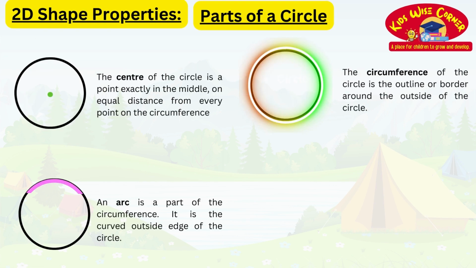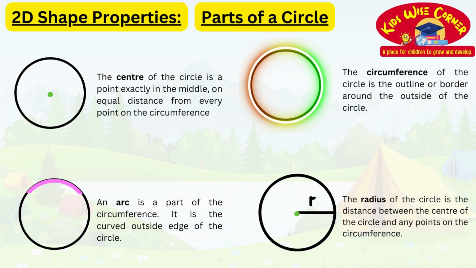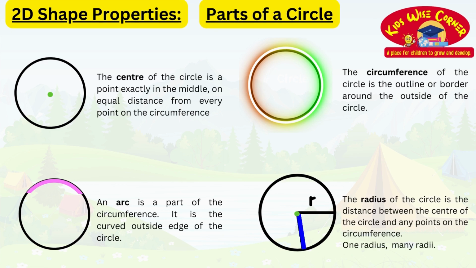The next part of the circle is called the arc. The arc is part of the circle's edge. It's the curvy part that makes up the outer edge of the circle. The next part of the circle is the radius. The radius is the distance from the center of the circle to any point on the circumference. If there's more than one of these lines from the center to the edge, we call them radii.